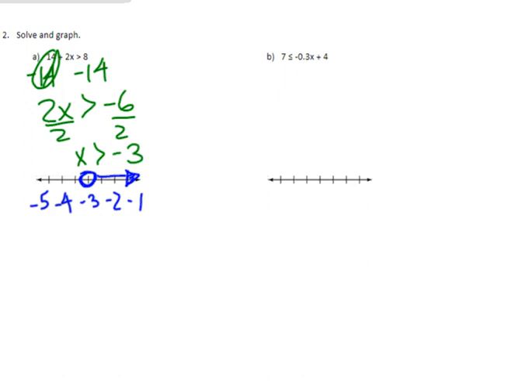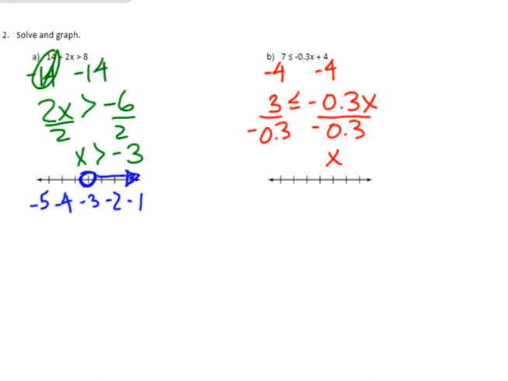Okay, part B. Start by subtracting 4 on each side. So we get 3 is less than or equal to negative 3/10 x. Divide both sides by negative 3/10. That leaves us with x. Because we divided by a negative, we're going to flip the inequality sign, and 3 divided by negative 3/10 would be negative 10. I like to rewrite it with the variable on the right-hand side. You don't have to, but it makes it a little easier for me to graph.